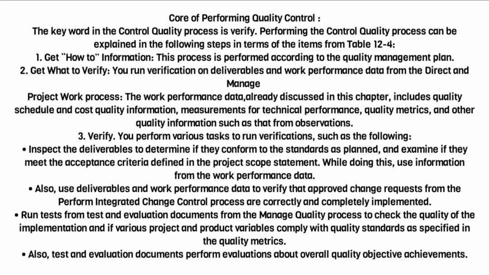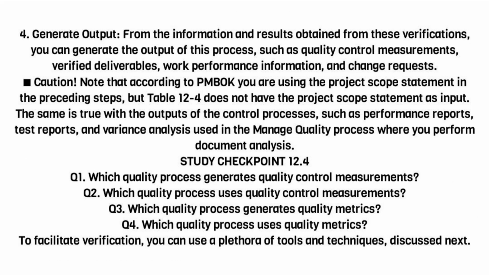Run tests from test and evaluation documents from the Manage Quality process to check the quality of the implementation and if various project and product variables comply with quality standards as specified in the quality metrics. Also, test and evaluation documents perform evaluations about overall quality objective achievements. 4. Generate output. From the information and results obtained from these verifications, you can generate the output of this process, such as quality control measurements, verified deliverables, work performance information, and change requests.